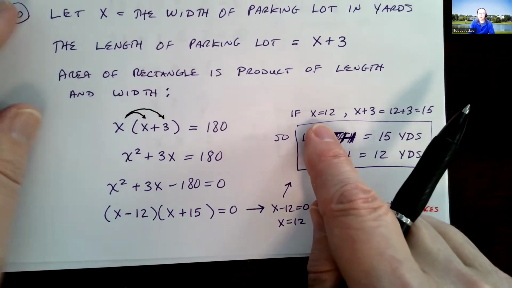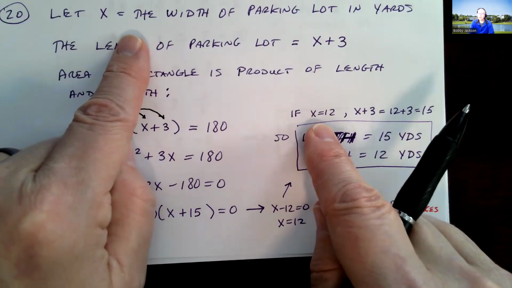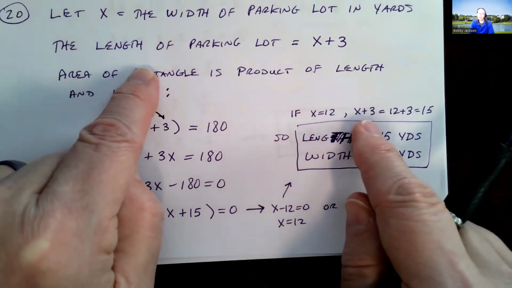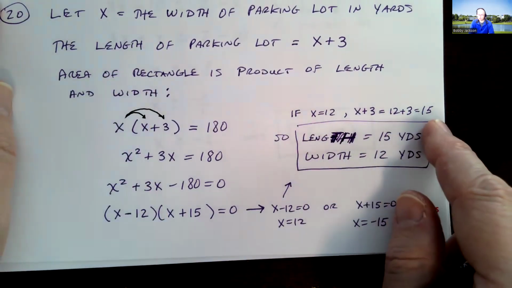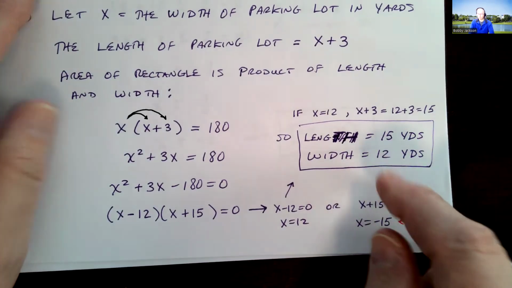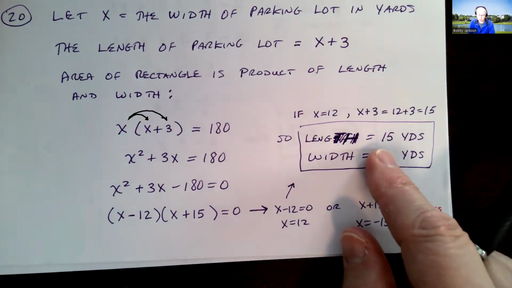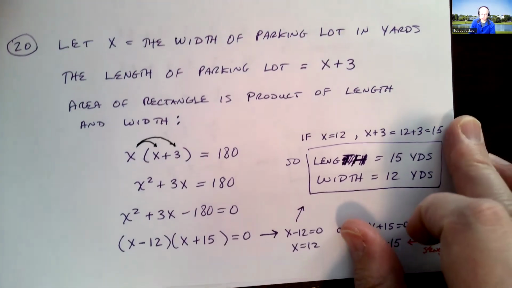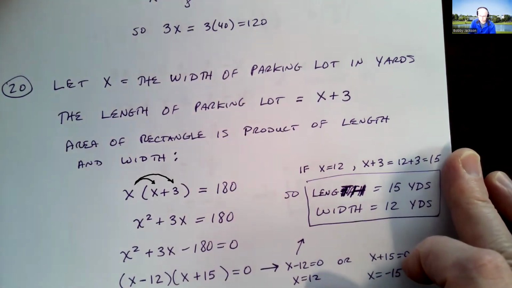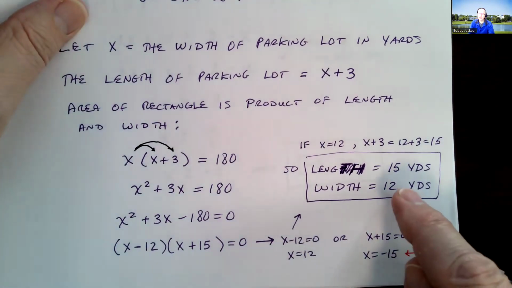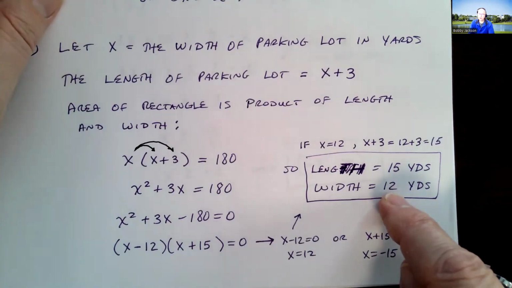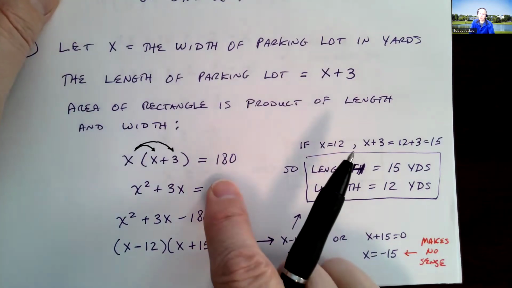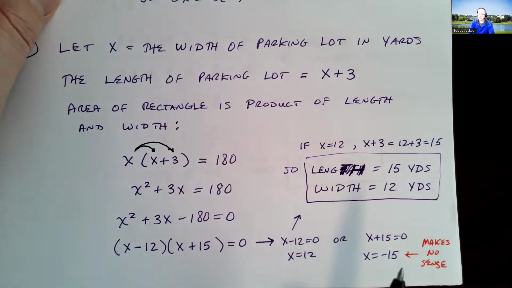So notice x is the width, that's 12 yards. What is the corresponding length? X plus 3. Obviously 12 plus 3, 15. So the length will be 15 yards and the width will be 12 yards. Okay. And you can check and confirm. If you multiply these together, you indeed get the 180 square yards, which is the area of the parking lot.